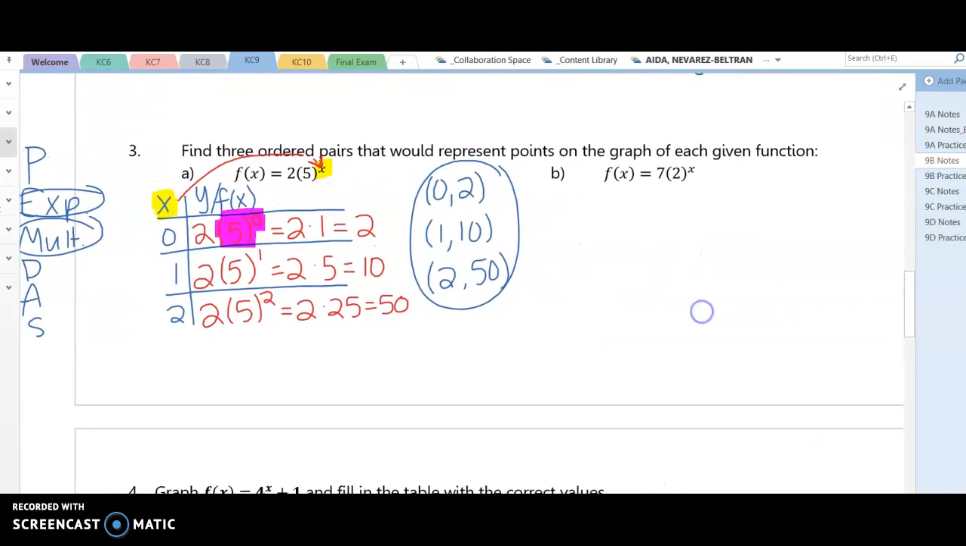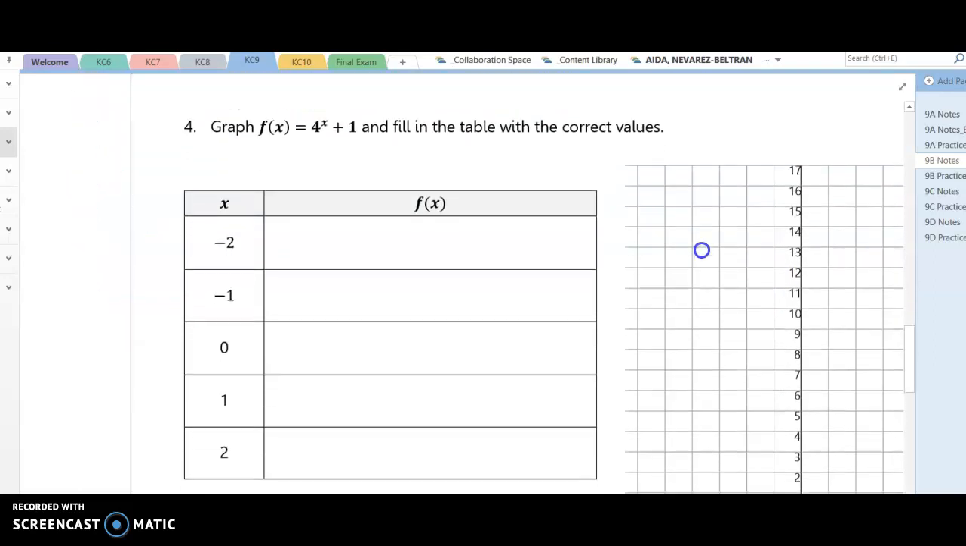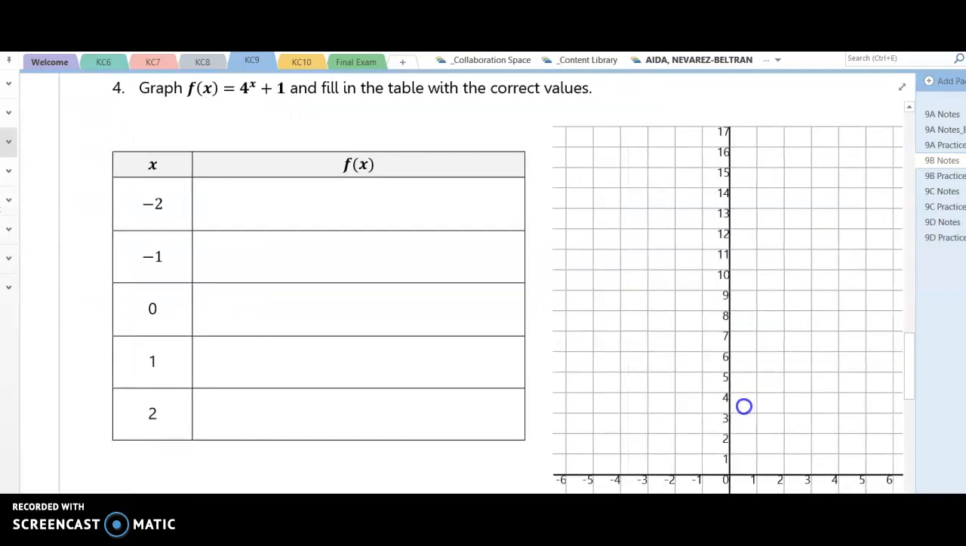For the interest of time, I'm not going to do B. If you'd like to do B, you may do B, but I want to make sure, because my video only lets me record 15 minutes at a time, that we get through at least one of our graph ones, okay?